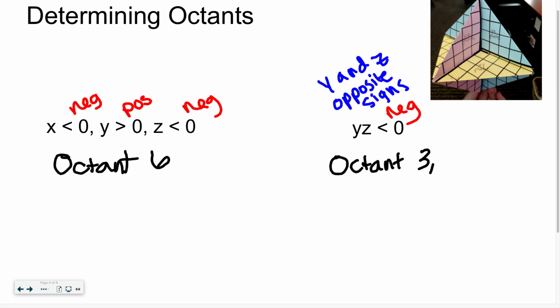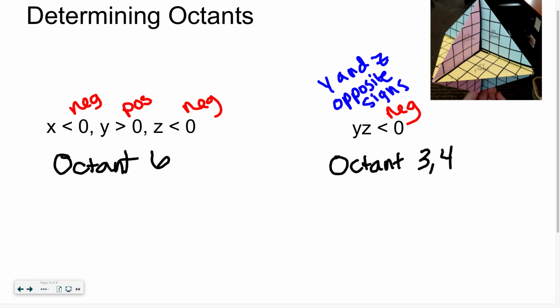Think about up on the first floor. Is there another way that you can go left and up? Besides octant 3, you could be in octant 4. That would have the positive x, right? But then, of course, y and z would have different signs. So 3 and 4 will work. That's always a negative y and a positive z, because it's upstairs.